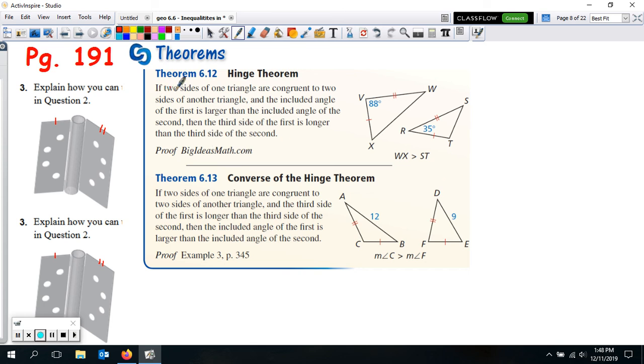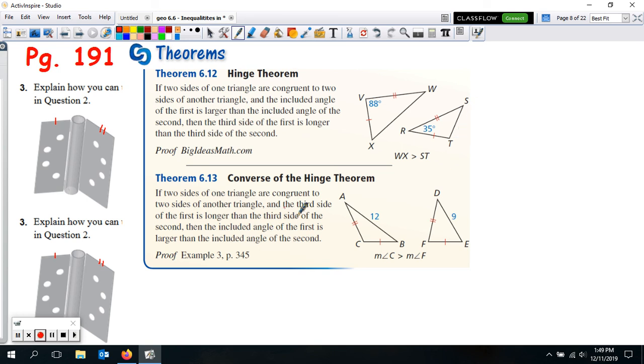So if we read through this, if two sides of one triangle are congruent to two sides of another triangle, that's the situation we have here. And the included angle of the first is larger than the included angle of the second. So here's our first one, here's our second. If this is larger than the second, then the third side of this first one is longer than the third side of the second. And that's all the Hinge theorem is saying.